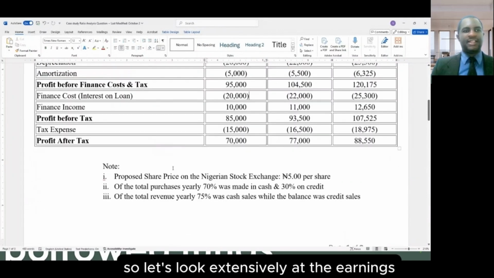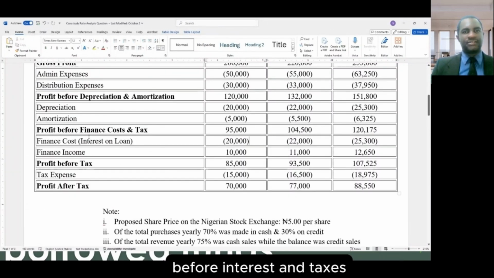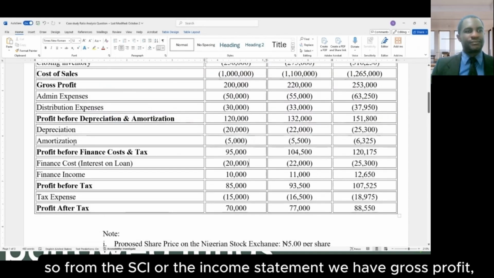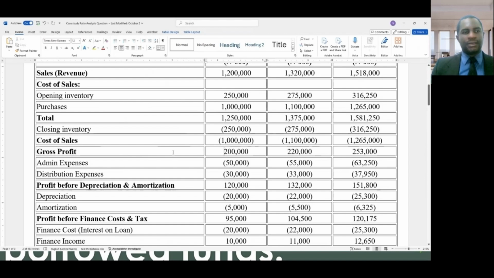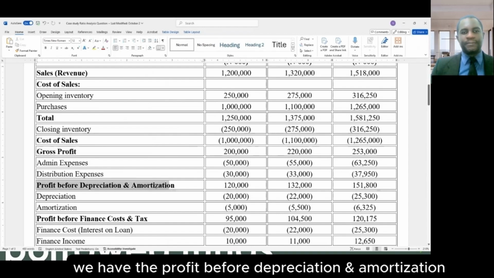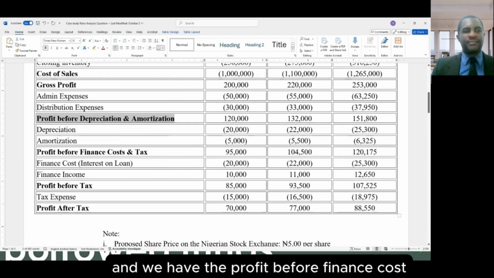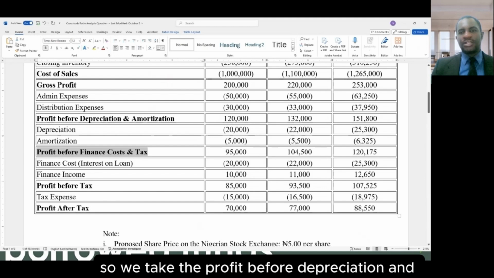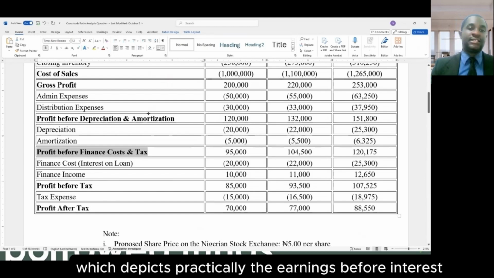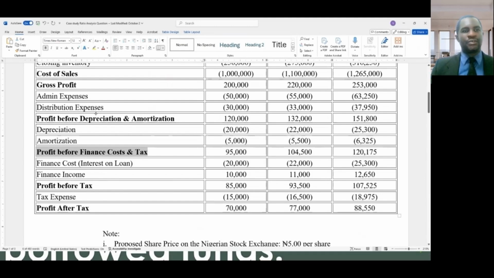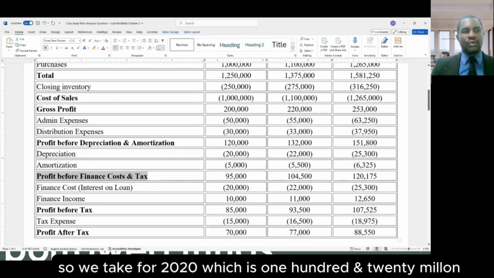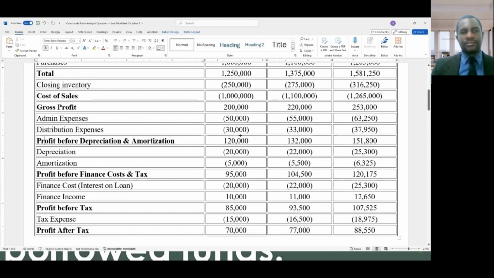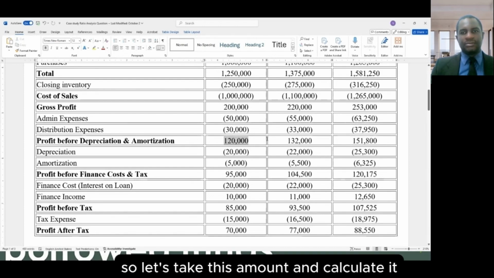So let's look extensively at the earnings before interest and taxes. From the SCI or the income statement, we have gross profit, we have the profit before depreciation and amortization, we have the profit before finance cost. So we take the profit before depreciation and amortization, which depicts practically the earnings before interest. So we take for 2020, which is 120 million. So let's take this amount and calculate it.